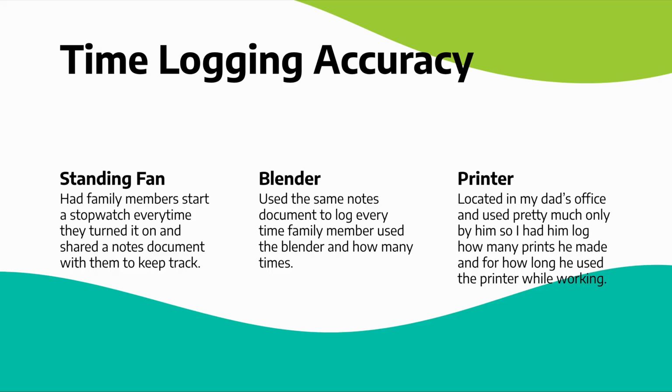So, in terms of the accuracy of my time logging, the standing fan, the blender, and the printer were 3 devices that my entire family used throughout the week. For the fan and the blender, I had my family members use a stopwatch and record how long they used the devices, and I also had them log how many times they used the blender. For the printer, only my dad uses that, and it's located in his office, so I had him log how many prints he made and for how long he used the printer in that same shared notes document.